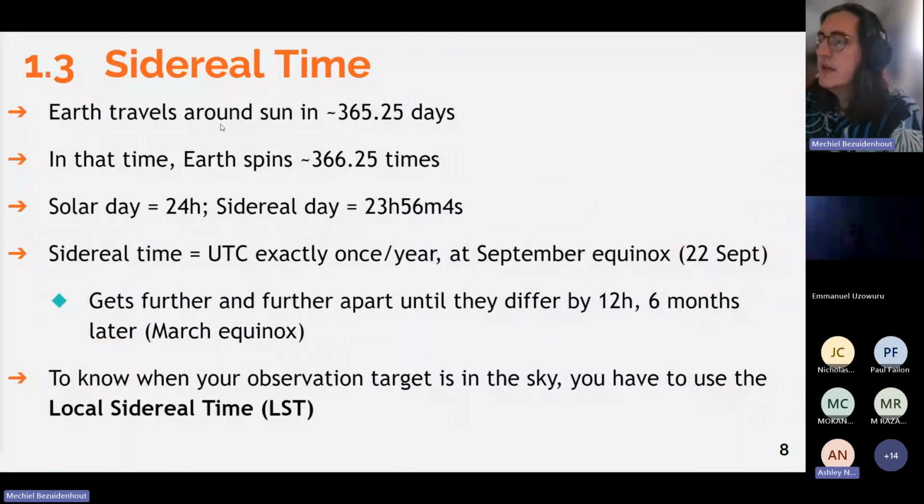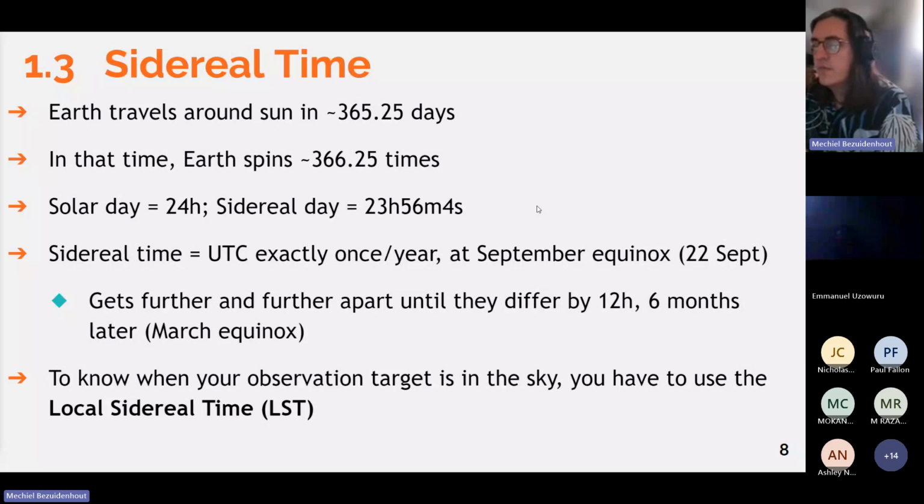So to quantify this, the Earth travels around the Sun in about 365.25 days, but in that time, the Earth rotates about its axis 366.25 times, meaning that a solar day is 24 hours, but a sidereal day is 23 hours, 56 minutes, and 4 seconds. So the sidereal day is equal to the UTC exactly once a year, which is at the September equinox around 22nd September.